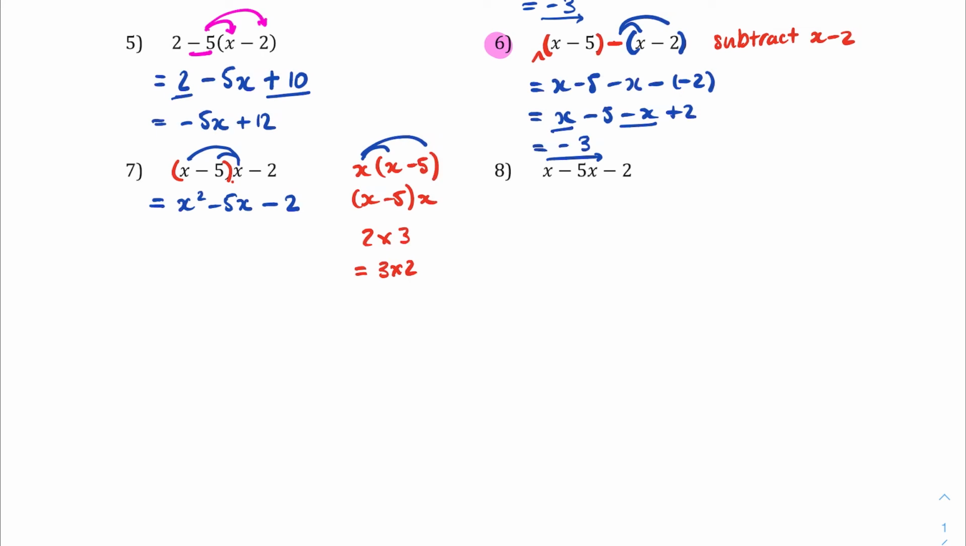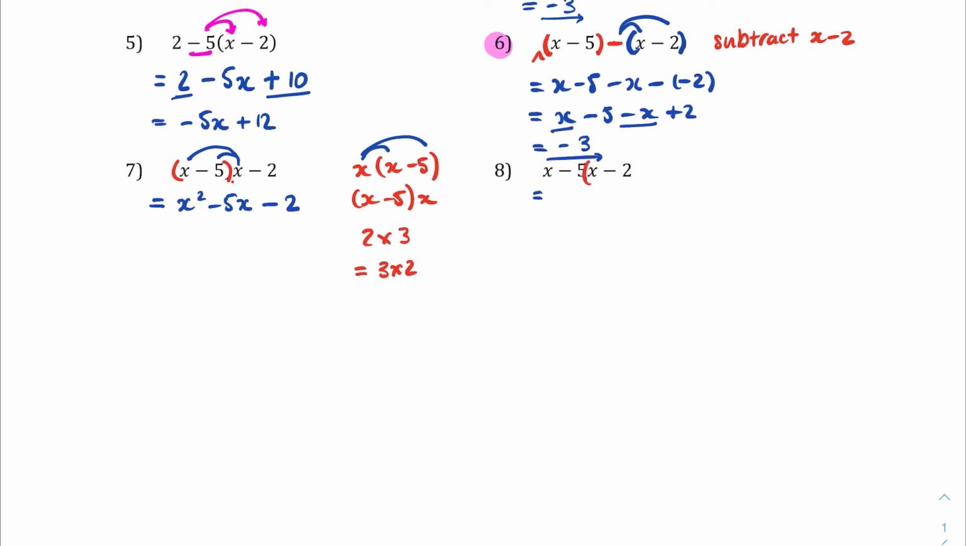Alright, let's look at the last one here. Let's read this to ourselves. X, subtract 5x, and then minus 2. There's no brackets here. There's multiplication in the sense of we're multiplying x by negative 5. But we're not multiplying multiple terms by anything. This is to show you just how important brackets are. If there were brackets around this pair of terms, then we would do FOIL. But there's no brackets around those pair of terms.